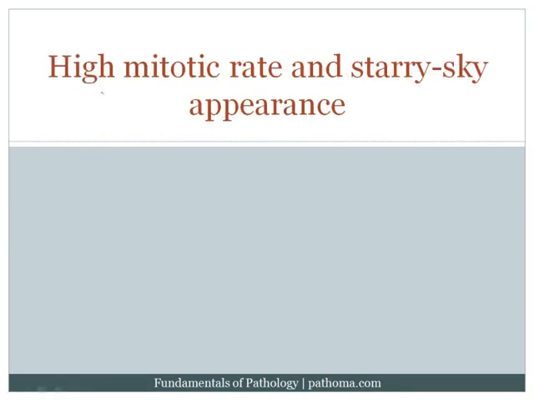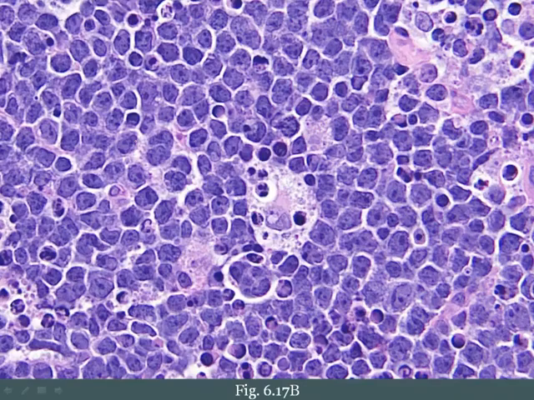This tumor is so rapidly growing, it has a very high mitotic rate. And that rapid growth results in a starry sky appearance on histology. Let me explain that a little further. Here's the histology, and these cells, all of these circular blue cells, these represent the tumor. And so they call this the sky. The blue represents the sky.